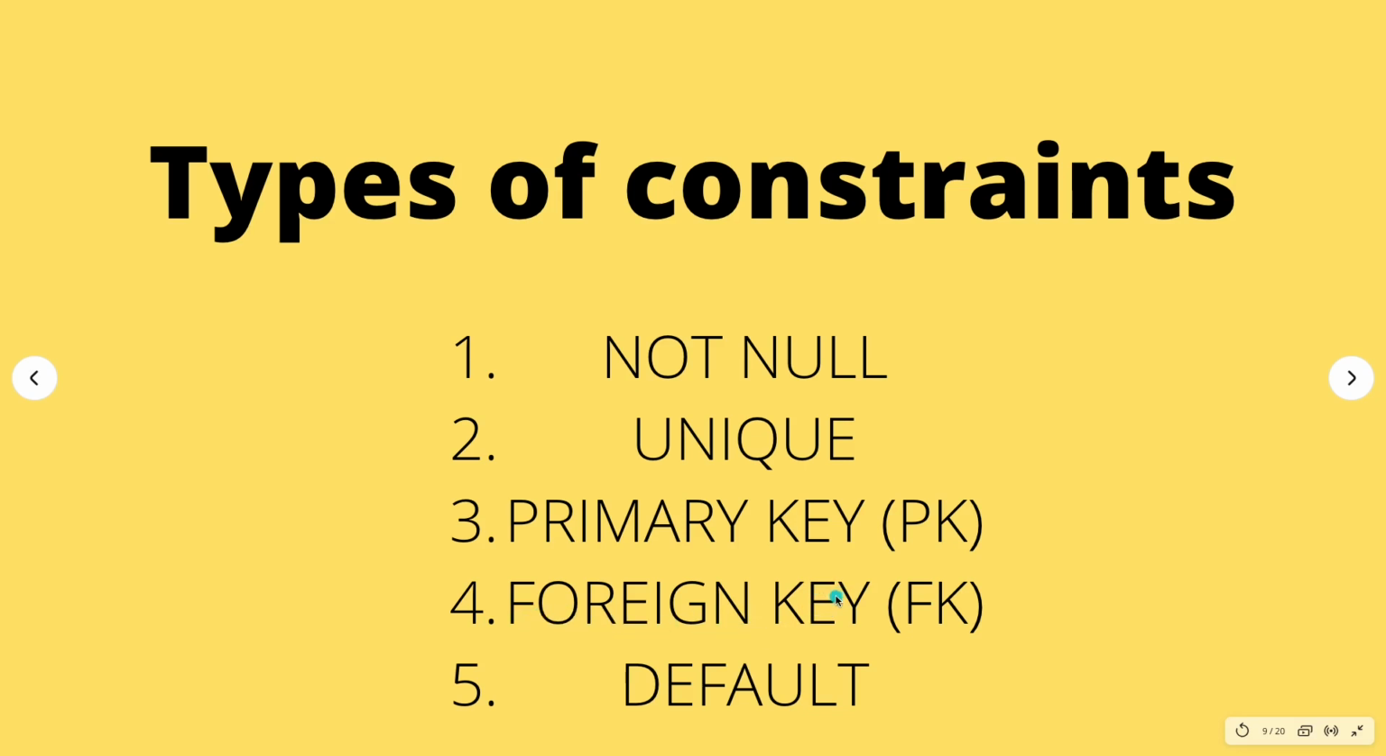So foreign key is used to link tables together. It's actually a column in a table that is used to refer to the primary key of another table. So lastly, we have default. Default is a constraint that helps to set the default value of the column when no value is actually specified. So if you actually leave the column blank, the default constraint will help you to input the default value that you actually create.